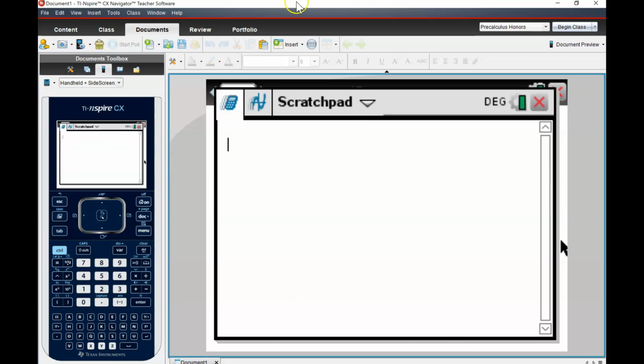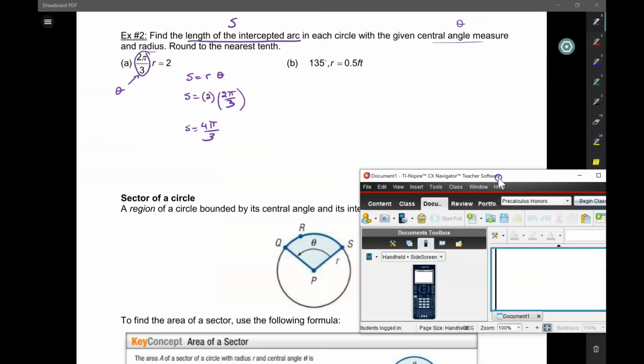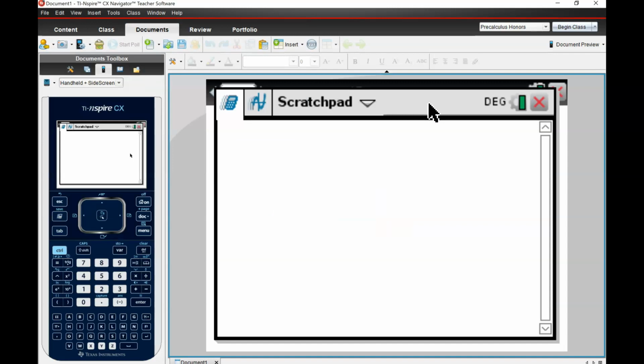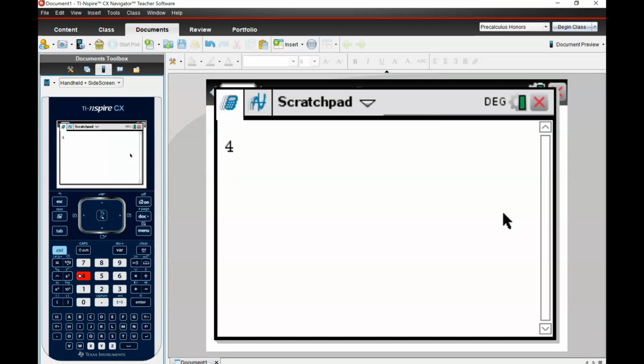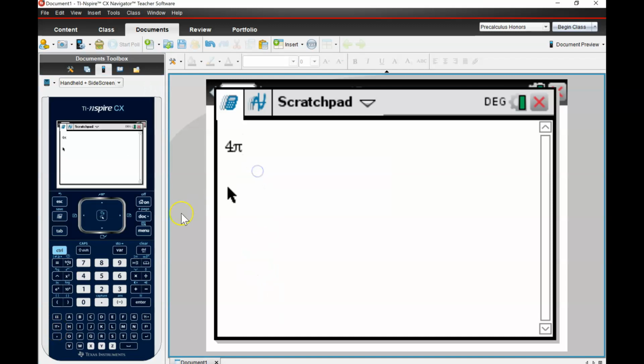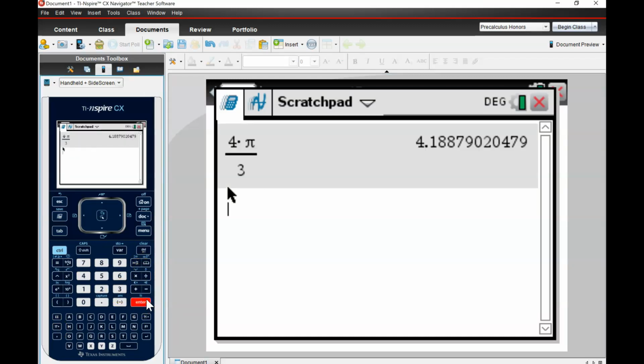All right, and we're going to plug that into the calculator. So it's 4 pi over 3, right? What I'm going to do is hit 4. The pi button is on the bottom left. If I hit that, I get a window of all sorts of choices. Pi over 3, enter. Make sure that that's what you want, right? 4 pi over 3, and that's your answer.